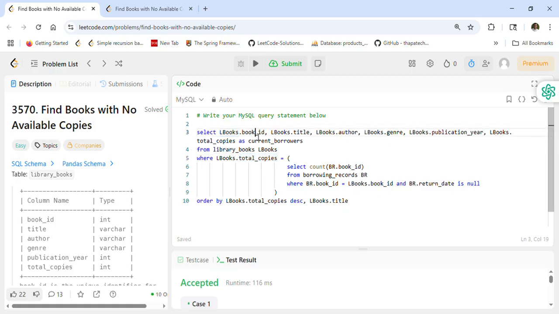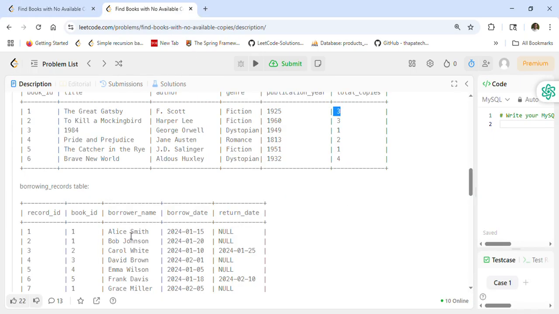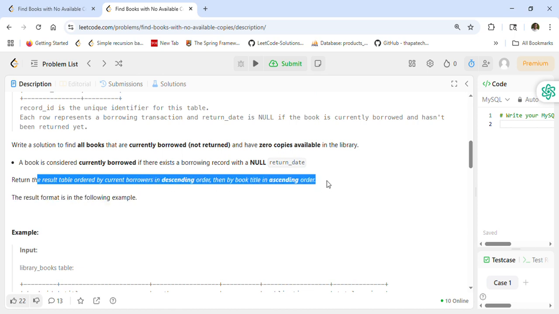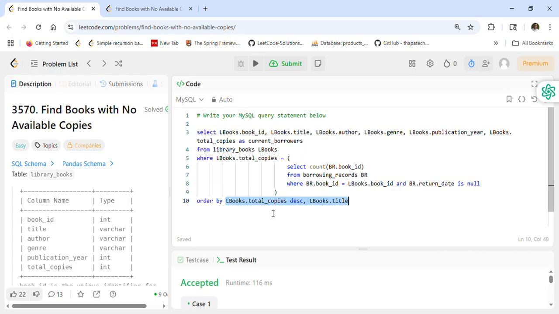So lbooks.book_id, lbooks.title, author, genre, publication year, total copies. All this information you have available in the library books table, and we have to order it by lbooks.total_copies descending and lbooks.title, because that's what they asked here, right? So if you look here, return the result table ordered by current borrower in descending order and then book title in ascending order. So exactly that's what we are doing here in the order by clause. So this one should do.